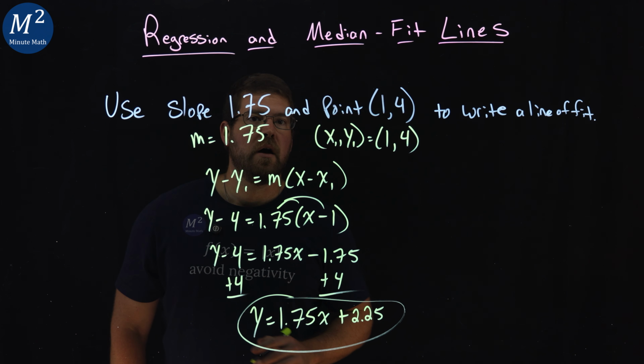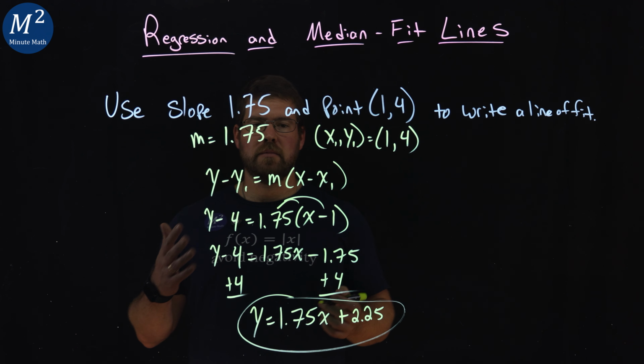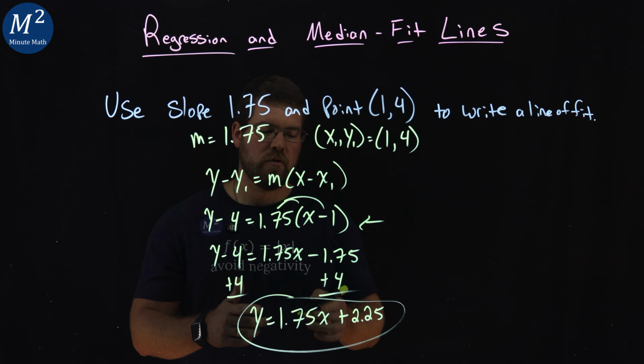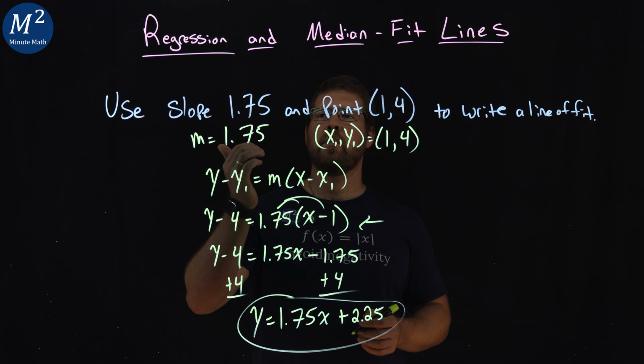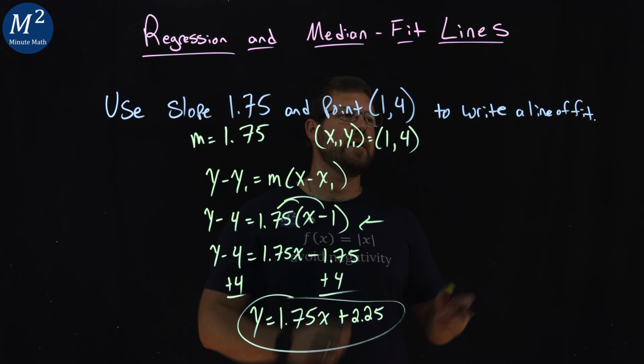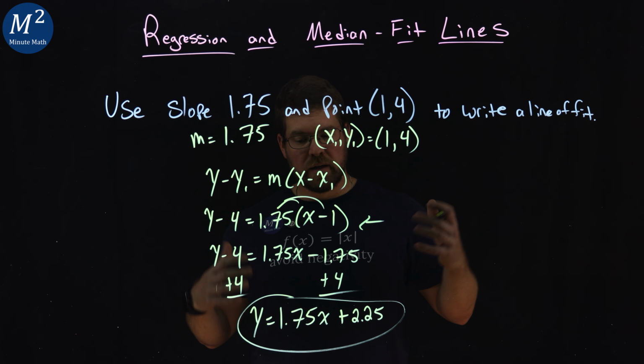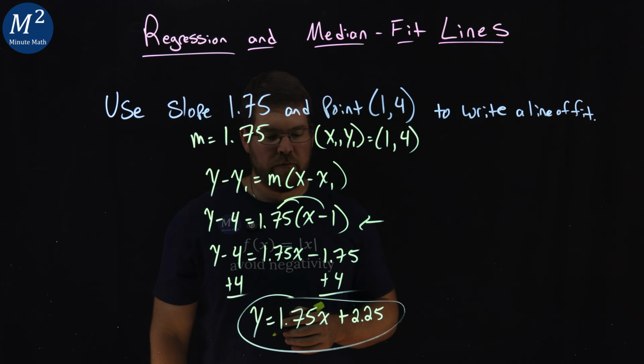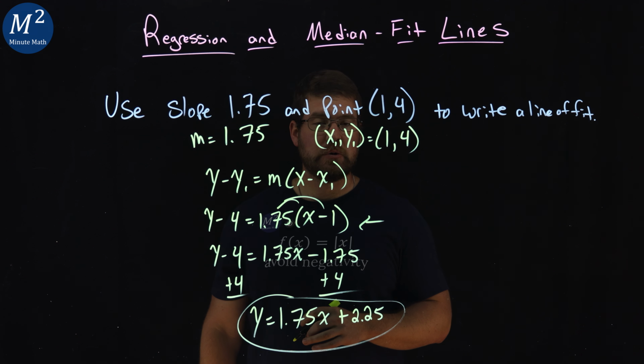And so our equation here, in two different ways, right? But in slope-intercept form, with a slope of 1.75 and (1, 4) as our point, our line of fit to estimate it will be y equals 1.75x plus 2.25.